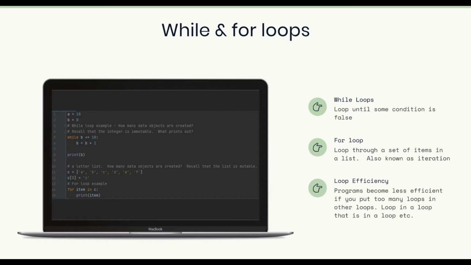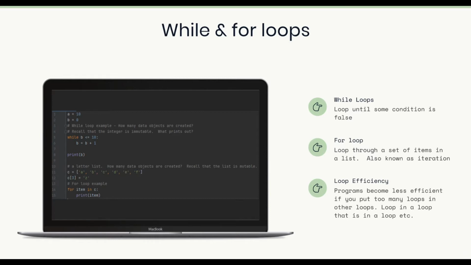Okay. Next, we move on to the for loop. Loop through a set of items in a list, also known as iteration. So on line 11, we have c equal to a list of letters A through F. On line 12, we have c[3] equal to Z. So we're changing the value of D to Z. And the reason it's D and not C is because we start counting at 0. So A is 0, B is 1, C is 2, D is 3.